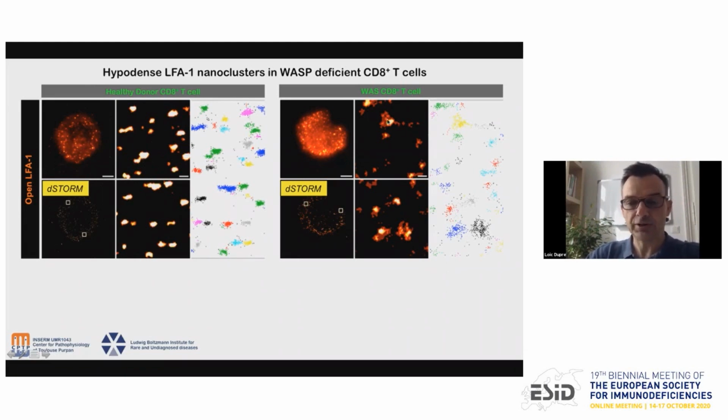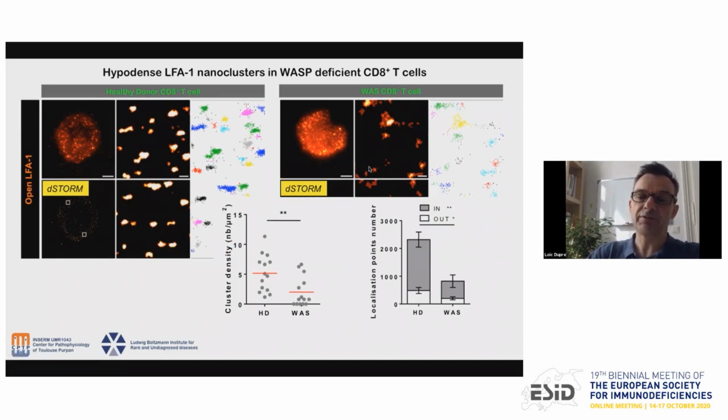Those clusters also, although present, were much more diffuse in their distribution and less dense in the Wiskott-Aldrich syndrome patient T cells. Here, quantification shows that the patient cells form fewer clusters per surface area, and that those clusters were less rich in terms of molecular density.